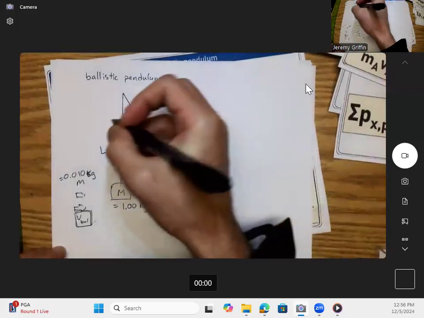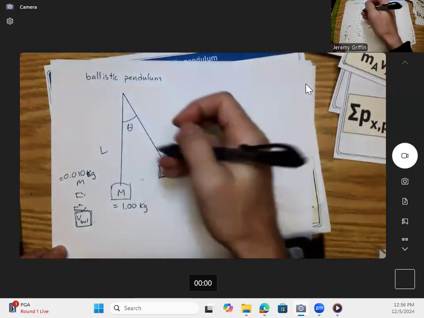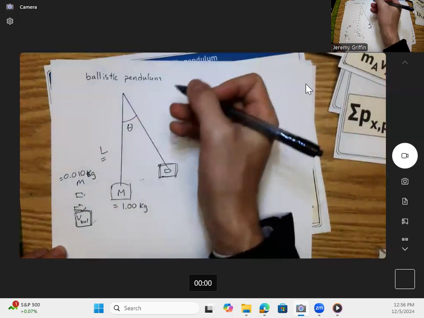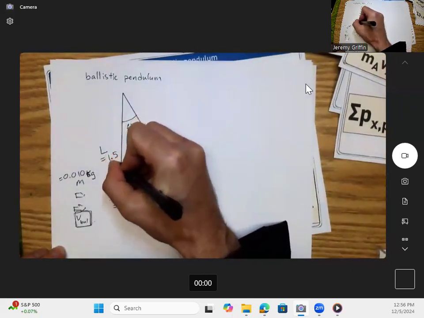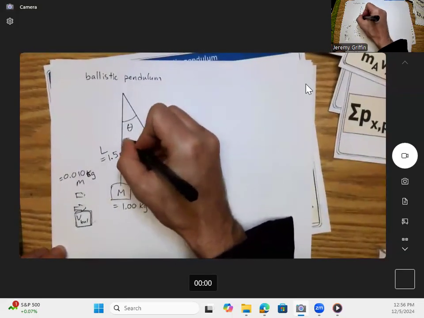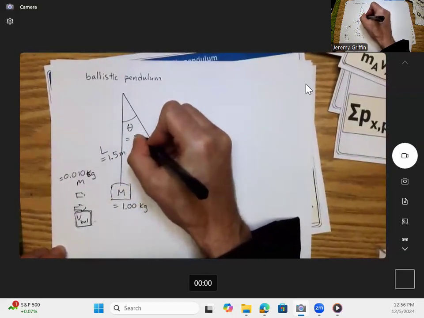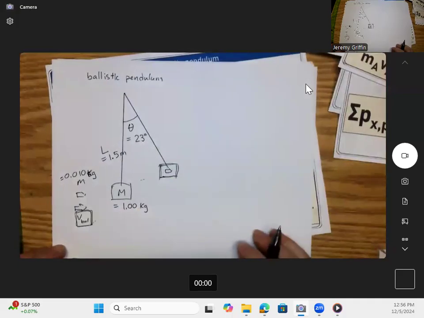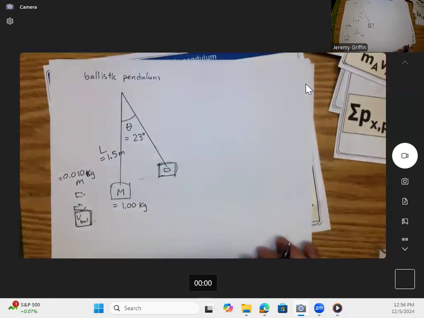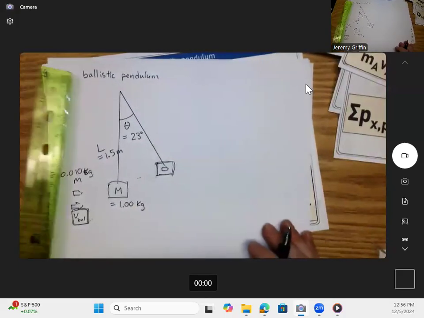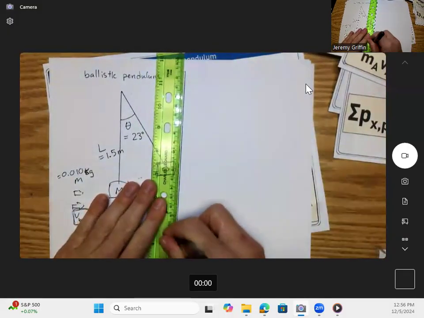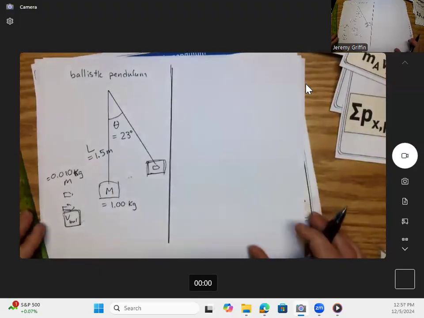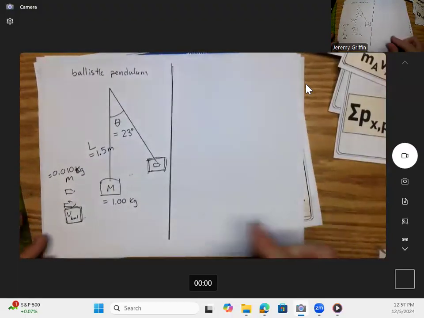Right. Let's say instead of telling you the height change, I'm going to give you the length of the pendulum and the angle. So let's say the length of the pendulum is 1.5 meters. And let's say this angle is 23 degrees. Okay. All right. Now there's enough information that you can solve this. I'm going to do all my math over here. I think I'll be able to fit this all on one page. All right. So there's the setup.